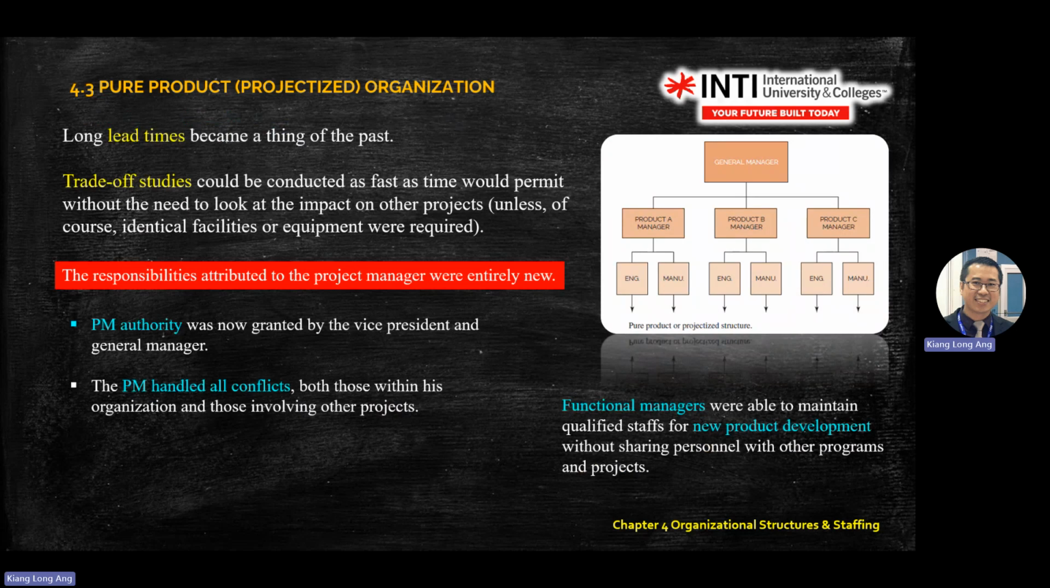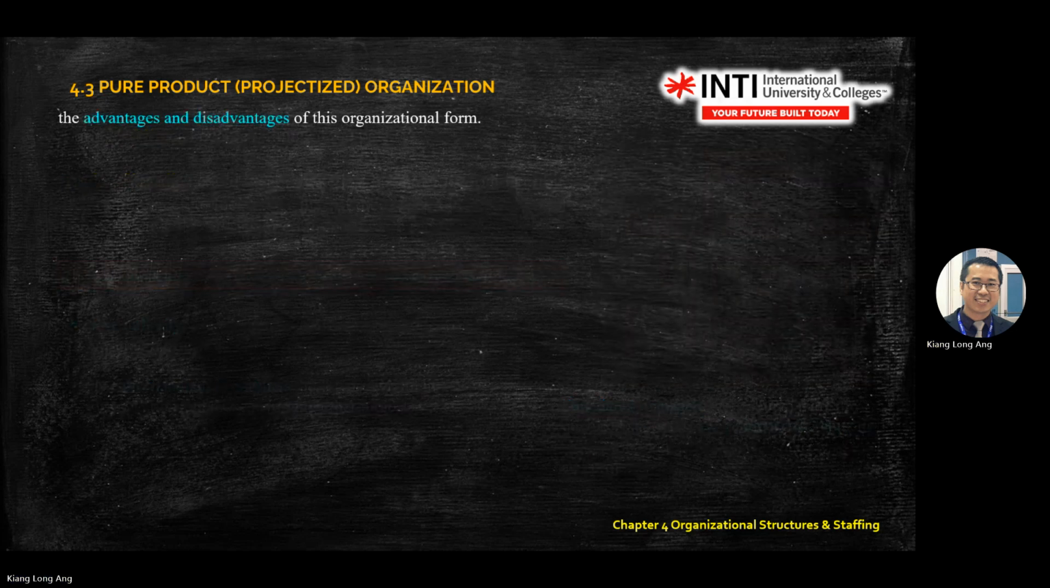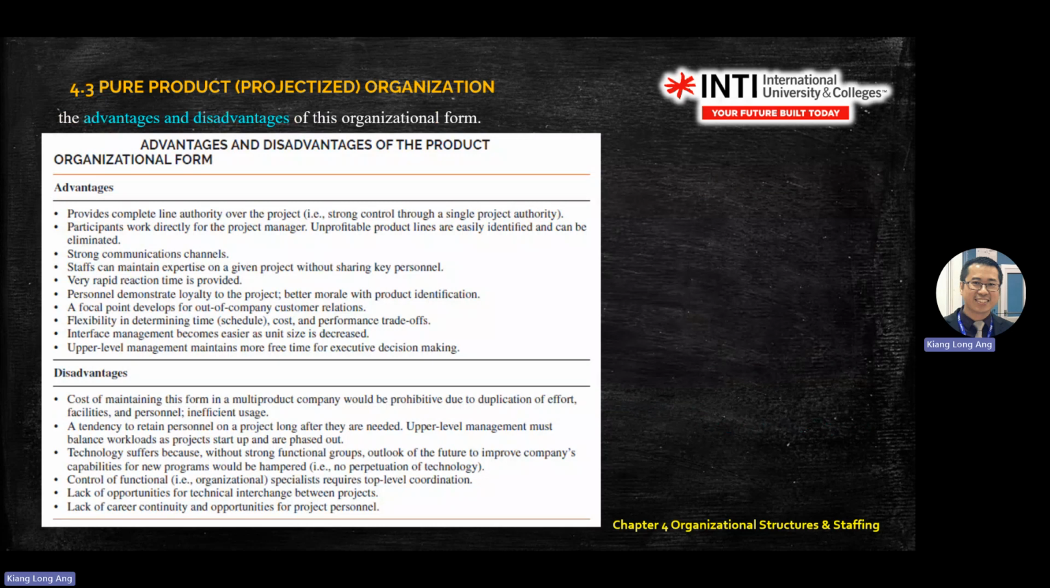Something a bit special here: the functional managers are able to maintain qualified staff for new product development only. For old products, the sustainable continuous product ones, they still need to follow or listen to the project manager. Only for new products, the functional manager maybe has some say. So this also has advantages and disadvantages. You're going to read this one. Pick three points to remember. This one is the product organization form; the earlier one is the traditional product management or organization chart.